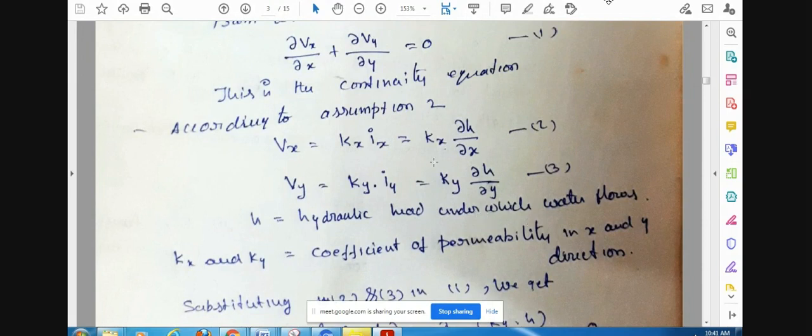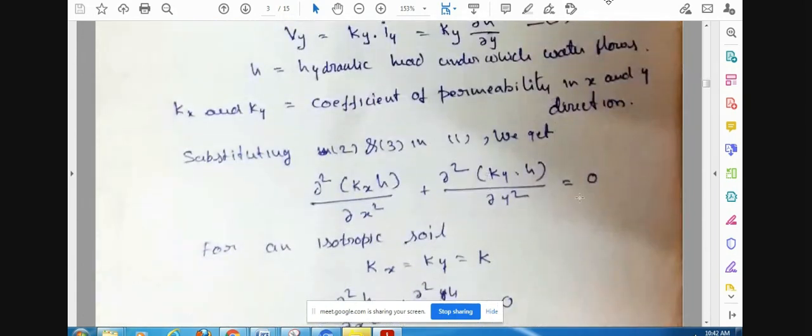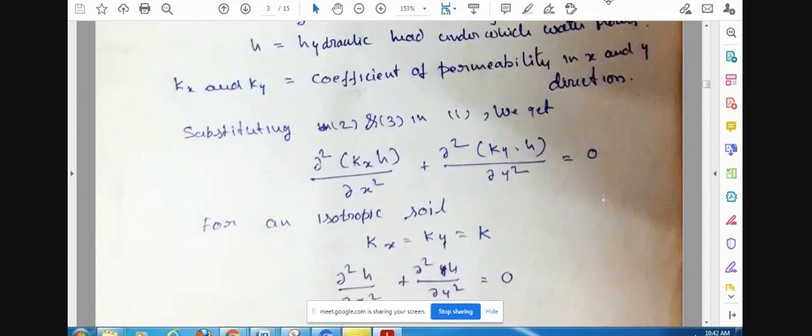And say Vy is equal to Ky, I mean the coefficient of permeability in y direction, and I is equal to hydraulic gradient in y direction, so that is equal to dH by dy, right? Now substitute these two values for Vx and Vy, Kx dou h by dou x plus Ky dou h by dou y, then you will get this equation, right? And for isotropic soil, Kx is equal to Ky is equal to K.